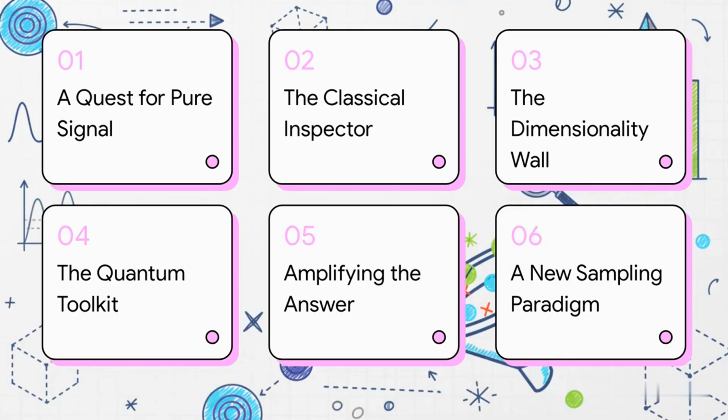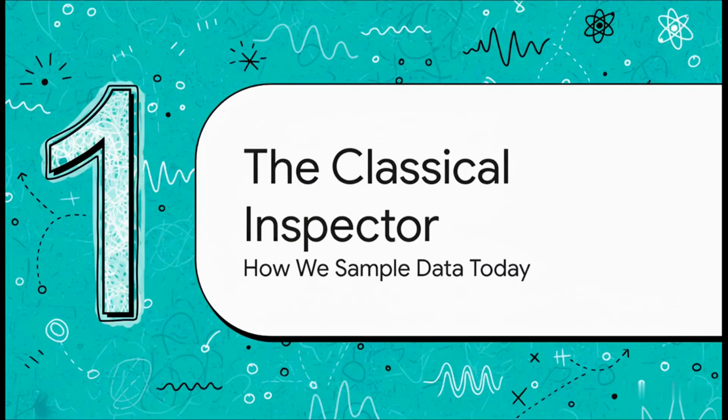So we'll start by understanding the classical way of doing things and why it struggles so much. And then we'll dive straight into the quantum toolkit that offers the solution. We'll define quantum rejection sampling itself, and finally, explore what it all means for the future. Okay, let's dive into this.